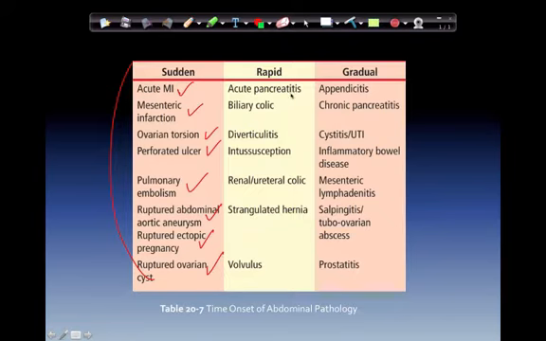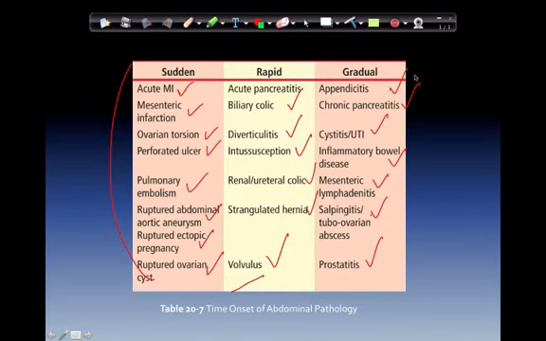Now, acute pancreatitis progressively got worse, at least over some hour periods. Biliary colic, diverticulitis, intussusception, renal and ureteral colic, strangulated hernia, volvulus. These started at this time and the symptoms slowly have progressed. And then things like gradual: appendicitis, chronic pancreatitis, urinary tract infection or cystitis, inflammatory bowel disease, mesenteric lymphadenitis, salpingitis or tubo-ovarian abscesses, and then prostatitis.